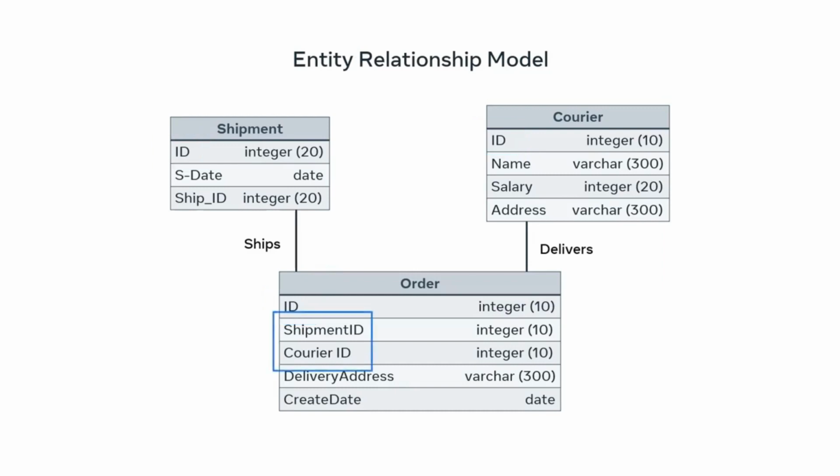In the order entity, the shipment ID and courier ID are called foreign keys, but in fact, they're also the primary keys of the shipment and courier entities, respectively. This creates a relation between these entities and the order table, which in turn has its own ID as its primary key.